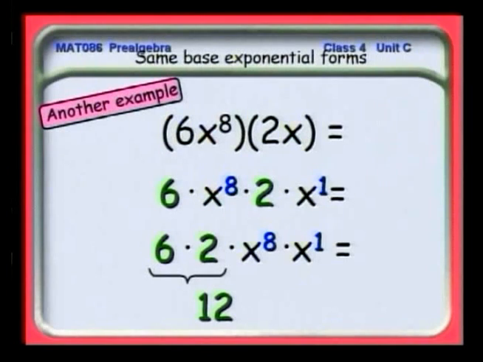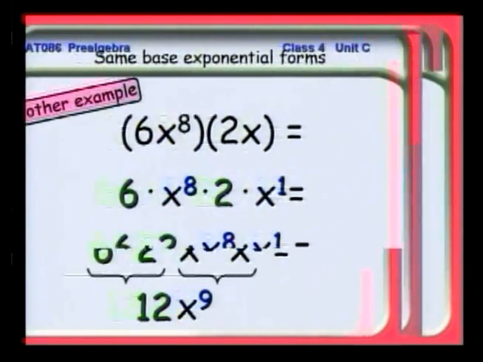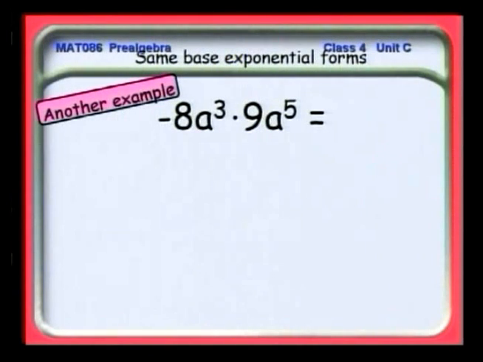6 times 2 is 12. 8 plus 1 is 9. So the final result is 12x to the 9th power. One more example. Minus 8a cubed times 9a to the 5th power.